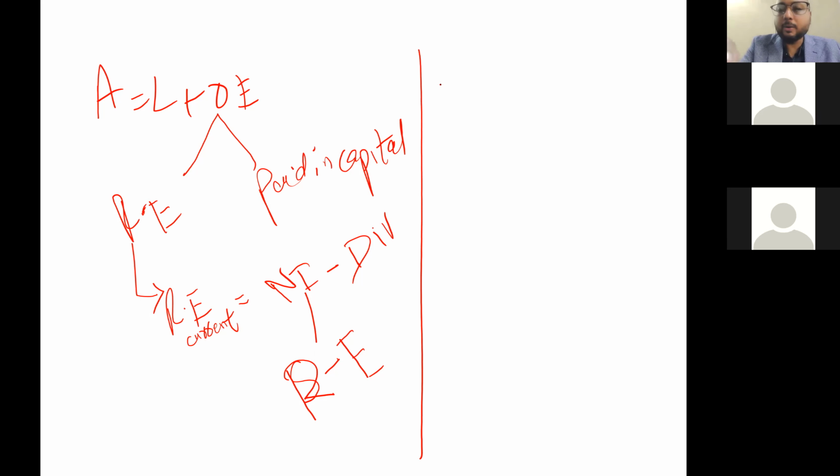Okay, then we talk about the big formula for retained earning at the end, which is equal to retained earning beginning plus retained earning current.